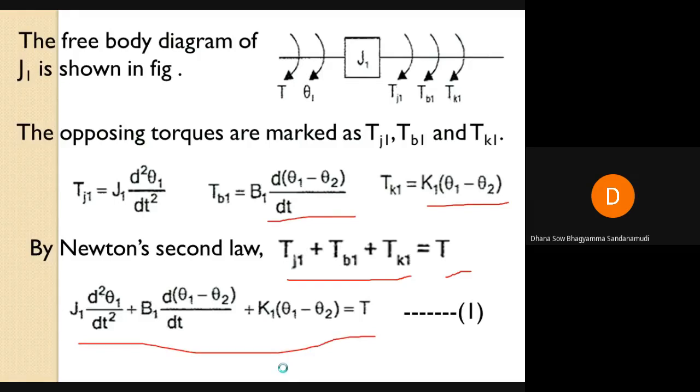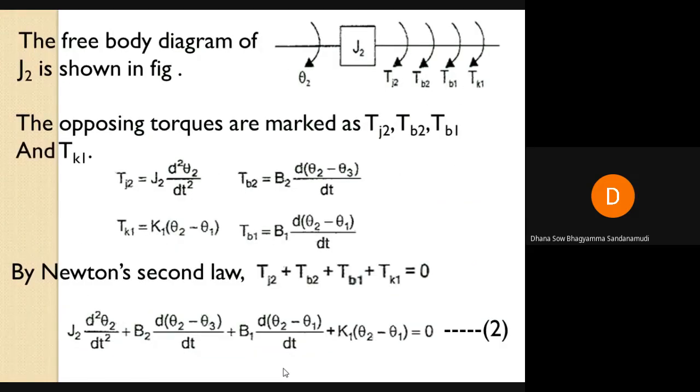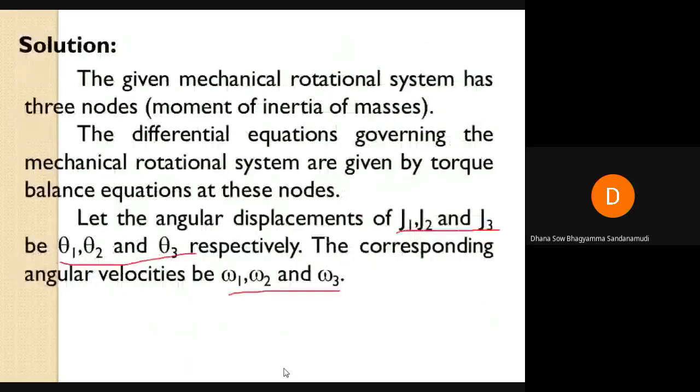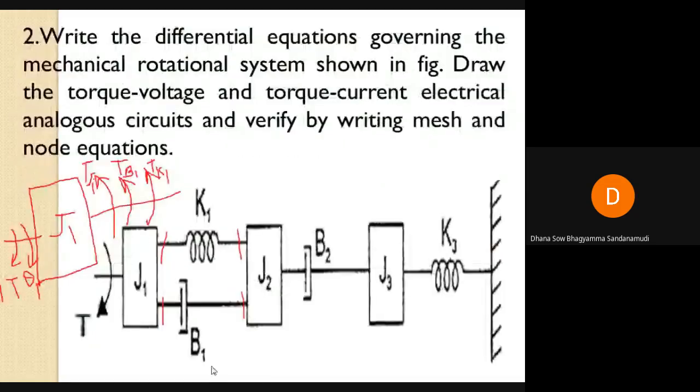Now let us go to the next, the free body diagram at node 2. I'm drawing it here. This is J2. Here the applied torque is 0, no applied torque. So the angular displacement is theta 2.